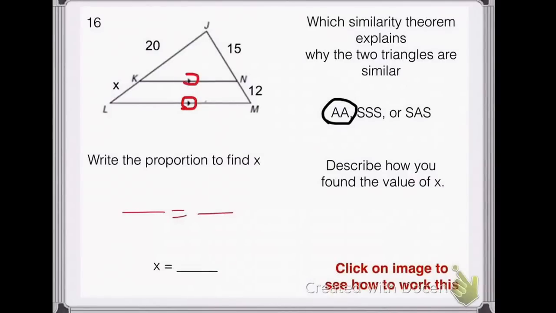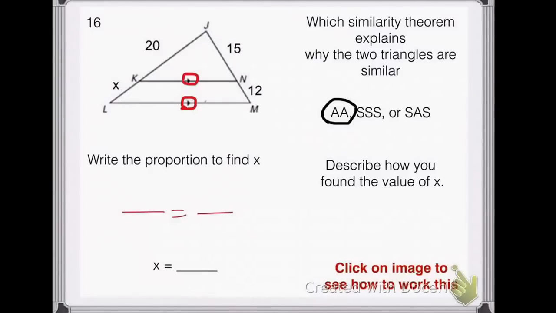But if you look at this, you have these arrows. These arrows mean that we have parallel lines. So if I have parallel lines, I have corresponding angles and I have alternate interior angles. So I know angle L is congruent to angle K. And I also know that angle N is congruent to angle M. Those would be my two angles. So if I want to write my proportions, I'm going to say the left side I have 20 and X.